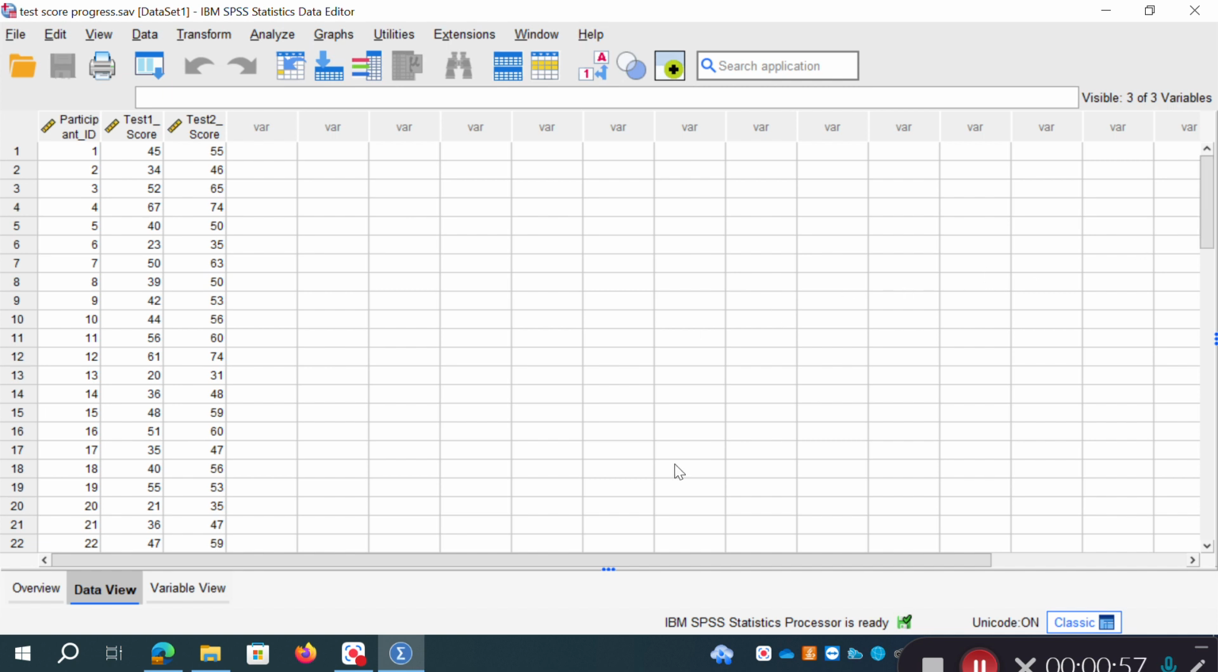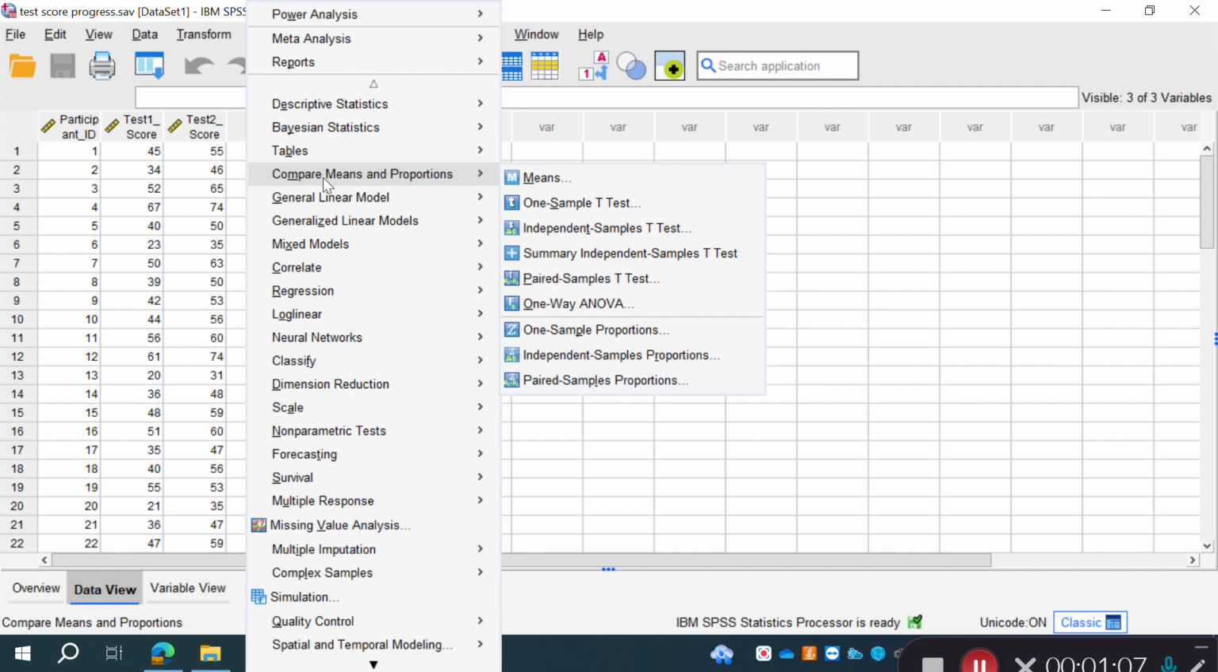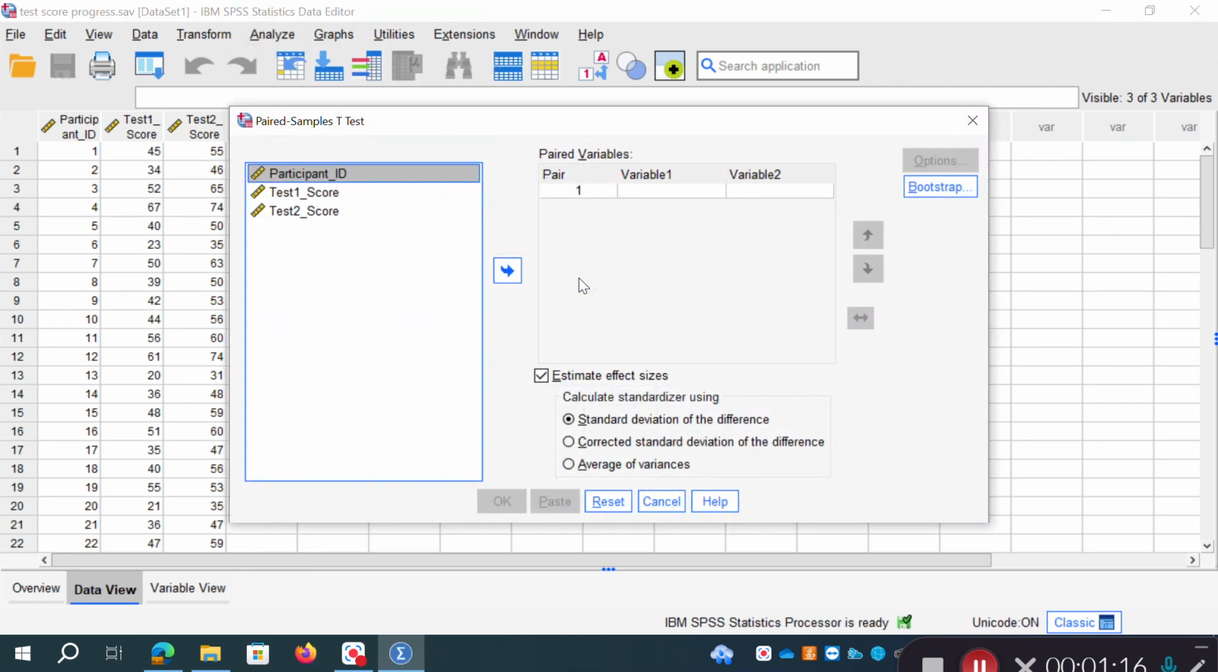So to run a repeated measures within samples t-test using SPSS, really straightforward. As ever, we click on the analyze button. We're going to compare means and proportions, and the actual option we want in SPSS is called a paired samples t-test, so it's just another name for it.